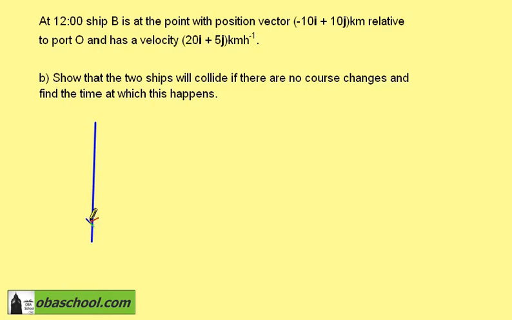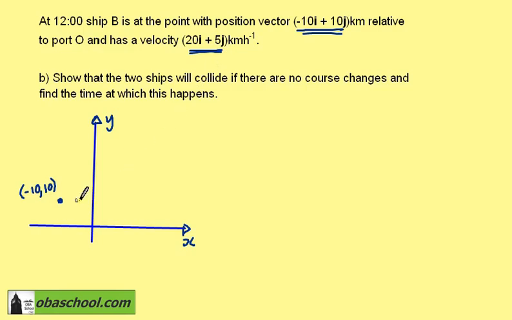Once again, a sketch can help us make sense of the information that we're given. So we'll draw some axes, x-axis, y-axis. The particle starts at (-10, 10). Its velocity takes it 20 to the right and 5 up each hour. So it's going to go 20 in this direction and 5 in this direction each hour.